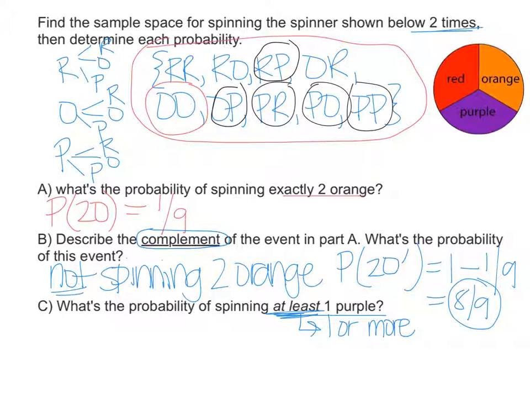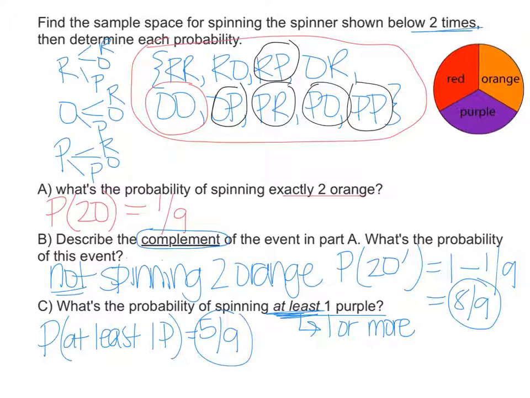So again, I'll use my notation, the probability. If you want to just write the words at least, that might be the easiest thing to do. At least 1 P for purple. And we counted up that there are 5 of them. Okay. So those are just a couple really simple examples. There's a lot of questions that can be asked, but if you keep referring back to your sample space and counting what fits into your particular event, these shouldn't be so bad.